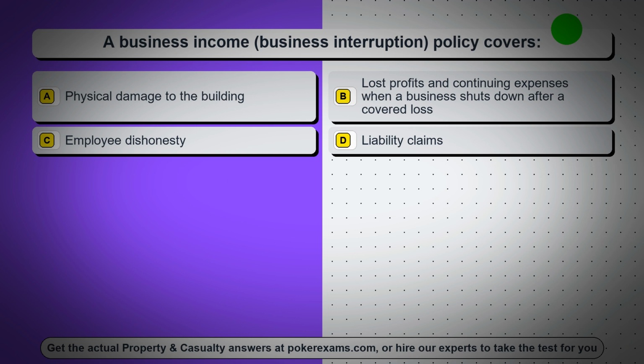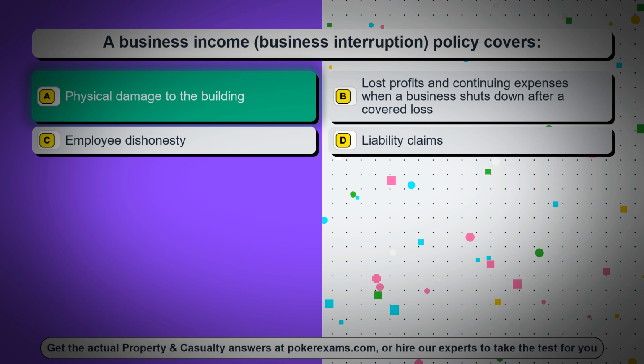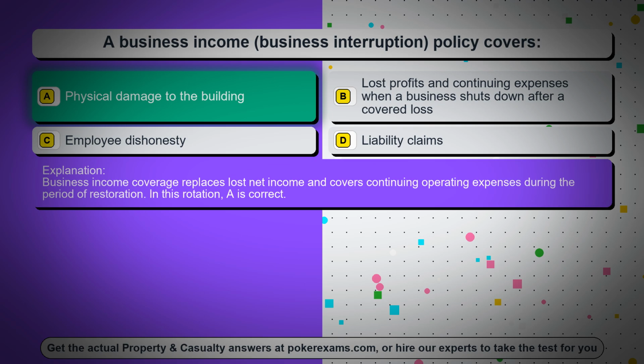Question 50. A business income, business interruption, policy covers. Option A, physical damage to the building. Option B, lost profits and continuing expenses when a business shuts down after a covered loss. Option C, employee dishonesty. Option D, liability claims. The correct answer is option A, physical damage to the building. Business income coverage replaces lost net income and covers continuing operating expenses during the period of restoration. In this rotation, A is correct.